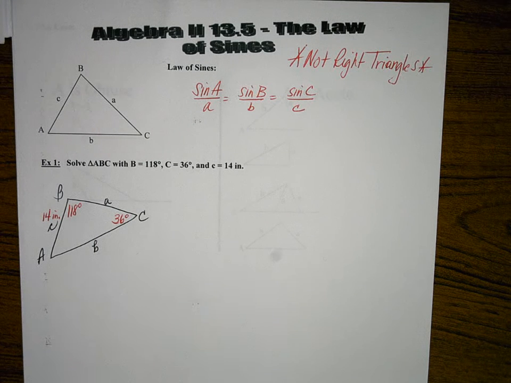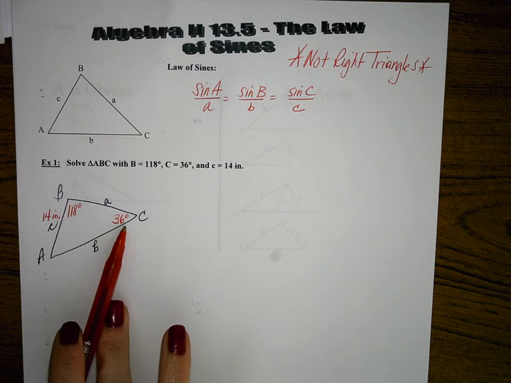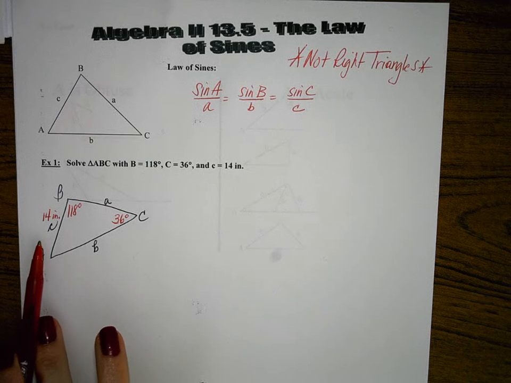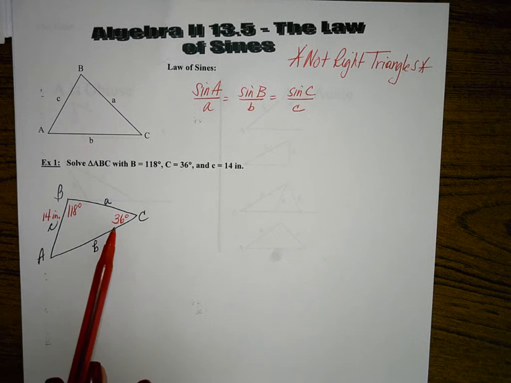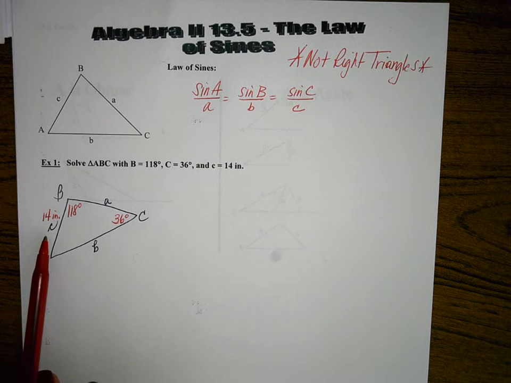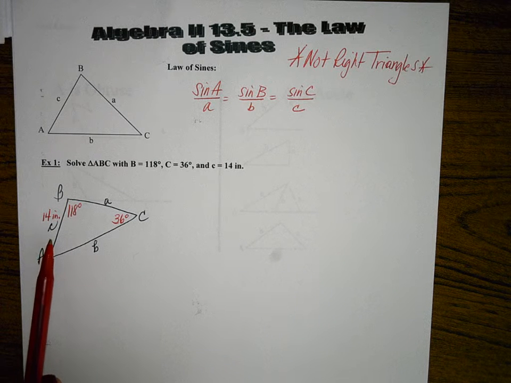Now, law of sines is wonderful. We don't have a right triangle here. I don't have a right angle. I know that I want to use law of sines when I have an angle and the side across from it. If I have one pair where I have an angle and the side across from it, law of sines will make the most sense.